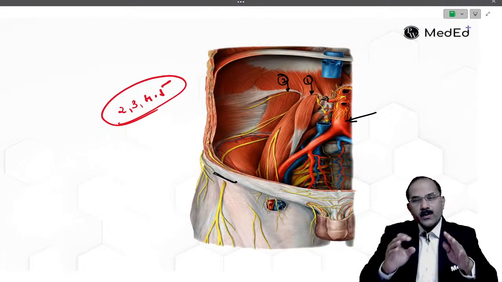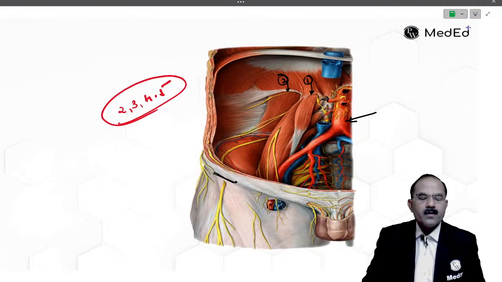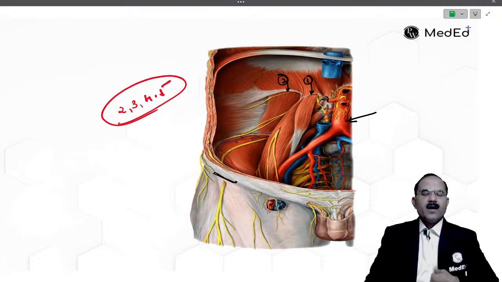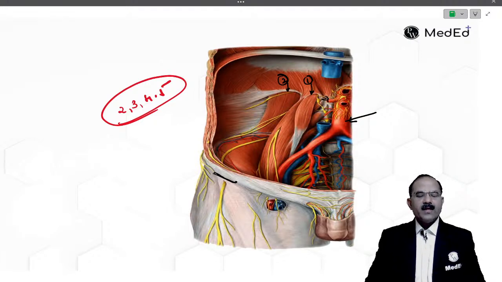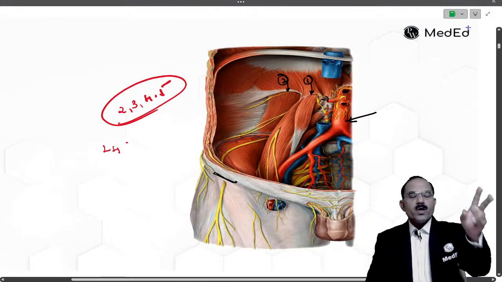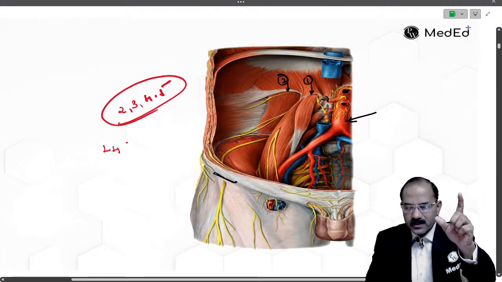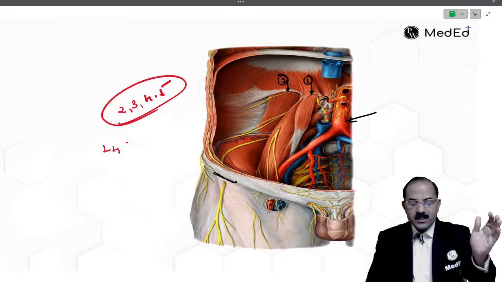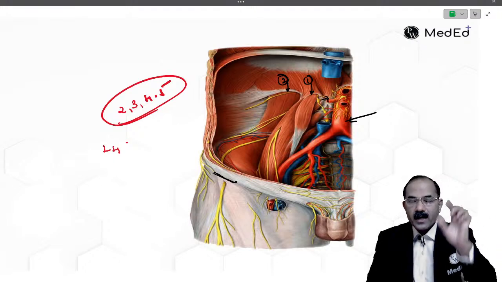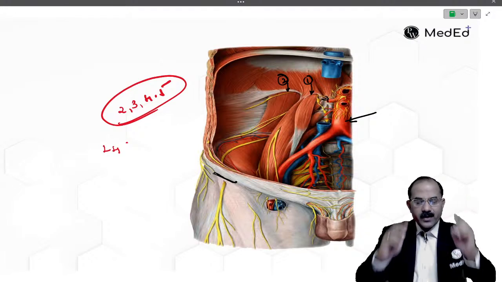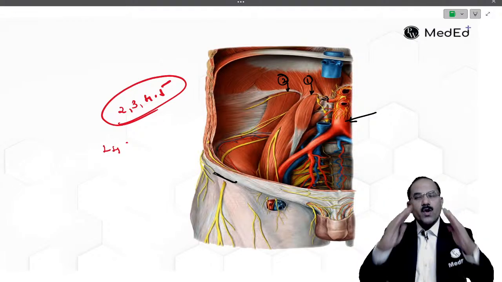Where does the abdominal aorta divide? This is a very important question. The abdominal aorta divides at L4 level into 2 common iliacs. That's an MCQ, remember. Whereas the IVC is formed at what vertebral level? The IVC is formed at L5, but the abdominal aorta divides at the L4 vertebral level into 2 common iliacs.